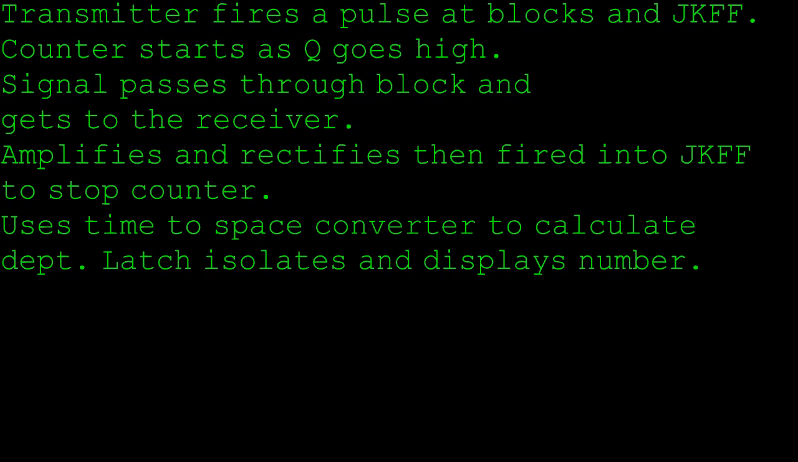The general overview of the circuit is that the transmitter will fire a signal into the steel block and the JK flip-flop to start the counter. Once the signal returns and passes through the receiver, the counter will stop. Using a time-to-space converter, the depth of the block was calculated and displayed onto the screen.